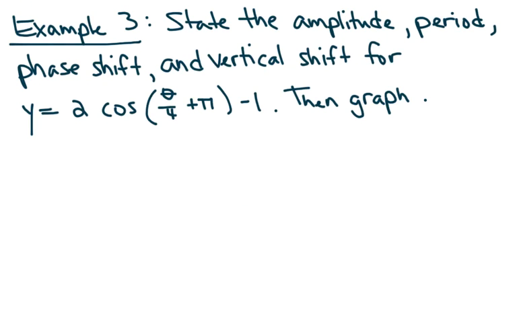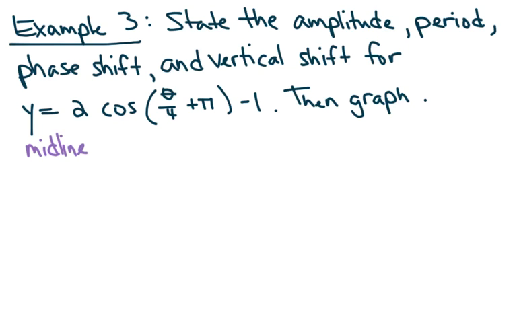Now let's do a problem where everything gets changed: your amplitude, your period, and it's going to have a vertical shift and a phase shift. There's going to be an order in which I'm going to recommend you do this problem, and we'll talk about that in a second. State the amplitude, period, phase shift, and vertical shift for y equals 2 cosine of theta over 4 plus pi, minus 1, and then graph the function. So here's the order in which I want you to do things. The first thing I want you to do is find the midline.